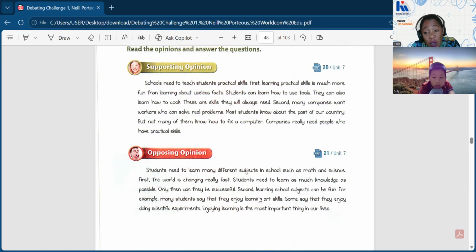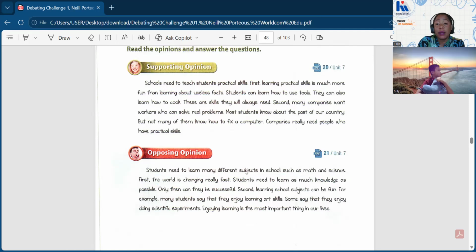The opposing opinion also says that learning school subjects can be fun. For example, many students say that they enjoy learning art skills. Art skills are part of school subjects. Some say that they enjoy doing scientific experiments. We all know that is also part of school subjects, right? Enjoying learning is the most important thing in our lives. Do you understand, Billy?